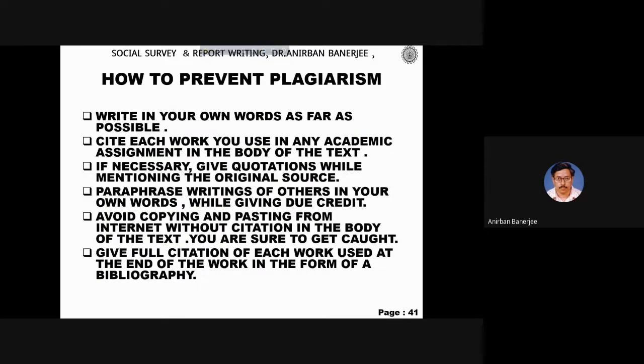How to prevent plagiarism? First, write in your own words as far as possible. Cite each work you use in any academic assignment in the body of the text. If necessary, give quotations while mentioning the original source. Paraphrase writings of others in your own words while giving due credit. Avoid copying and pasting from the internet without citation in the body of the text. You are sure to get caught. Give full citation of each work used at the end of the work in the form of a bibliography.